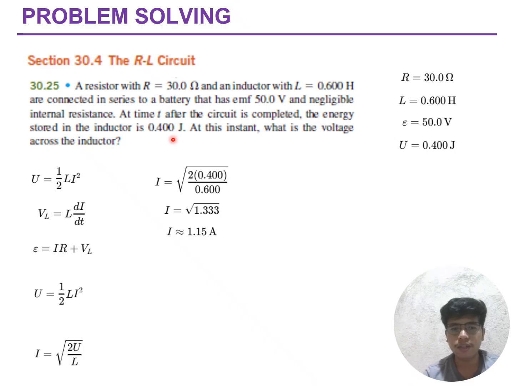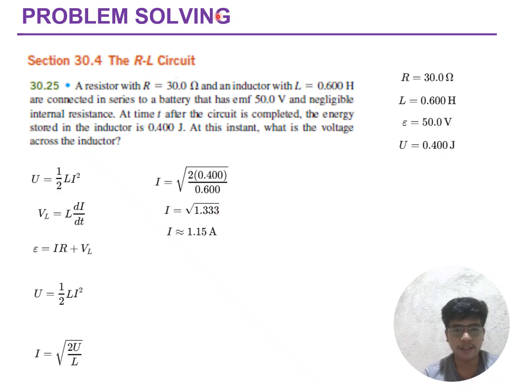Then all we need to do is substitute the values. I is equal to the square root of 2 times 0.400 over 0.600, so I is equal to the square root of 1.333, which is 1.15 amperes.